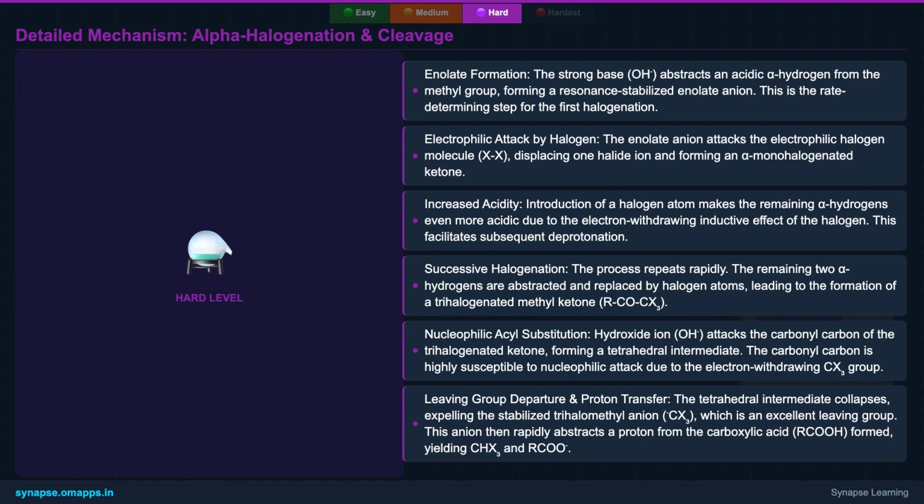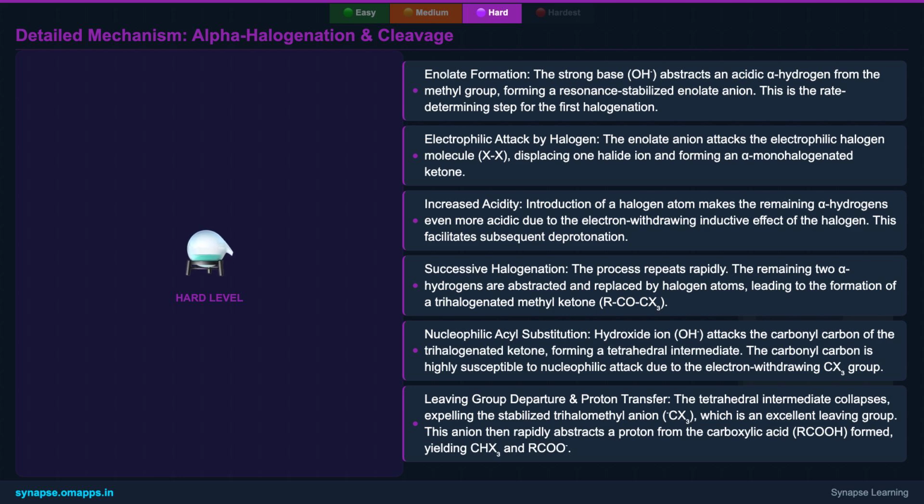The process starts with the strong base abstracting an acidic alpha hydrogen from the methyl group, forming a resonance-stabilized enolate anion. This initial deprotonation is often the rate-determining step for the first halogenation. The enolate then attacks the halogen molecule, leading to the alpha monohalogenated ketone.